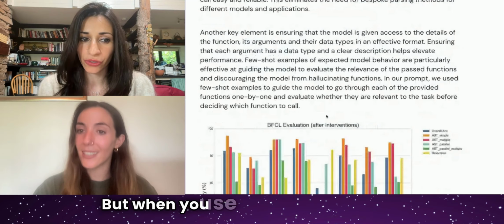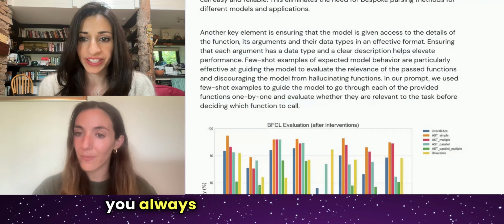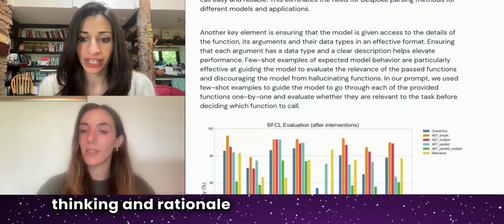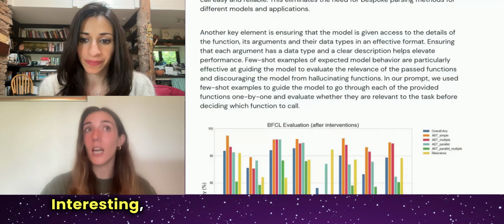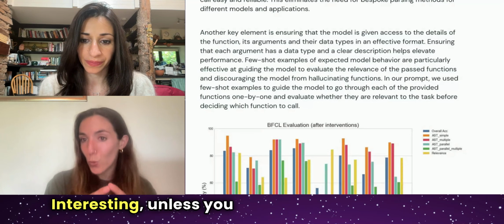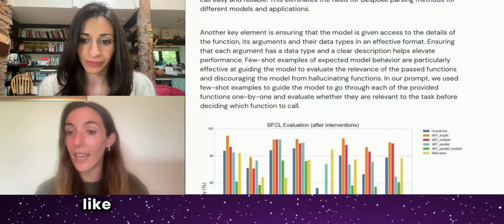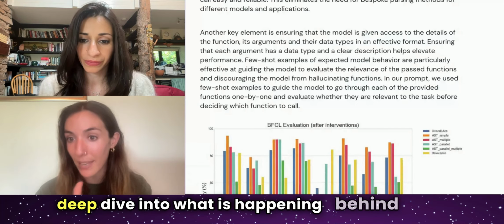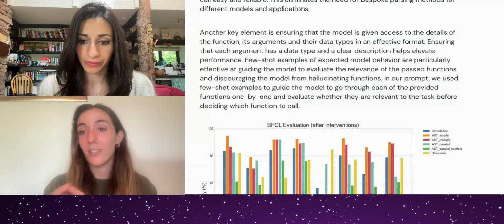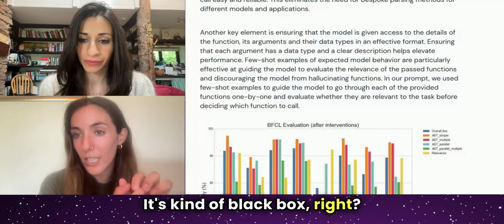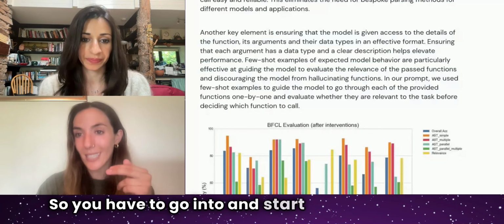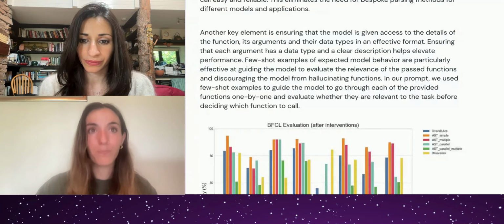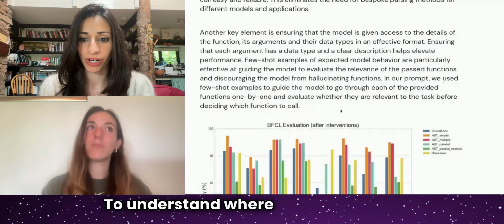Simple question, but when you use agents like this, will you always get a trace of the agent's thinking and rationale when it made the decision? Interesting. Unless you log it or you use something like MLflow tracing, where you can go and deep dive into what is happening behind each part, it's kind of a black box, right? So you have to start documenting that I'm logging this part, I'm logging this part, I'm logging this part. Got it. To understand where did it go wrong.